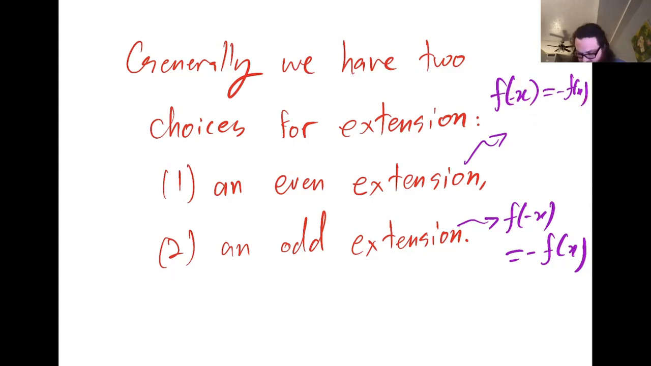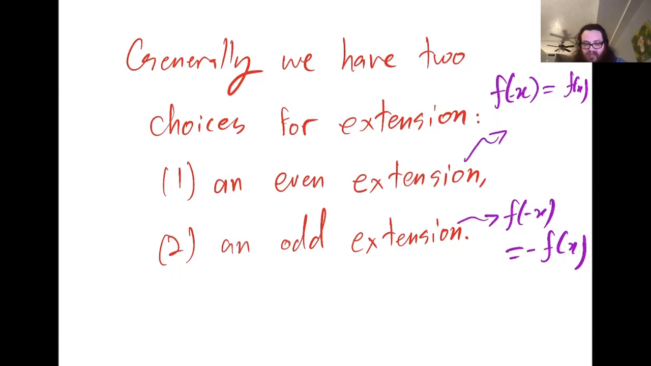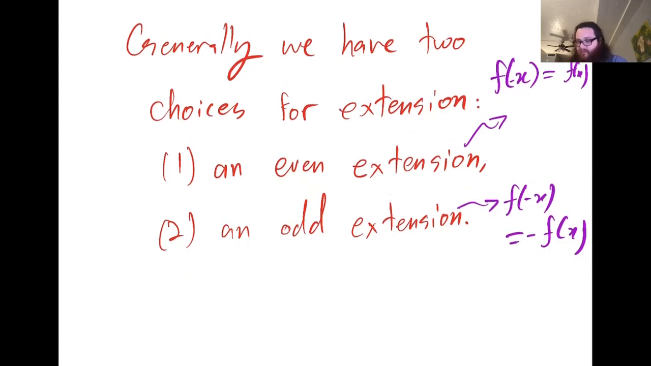For an even extension, that should not be there. But anyway, we're saying, what is the value of f over here? That's just going to be something related to the value of f over there. We'll see examples of this here in a second. But we have generally two choices that fit really well with this Fourier series framework.